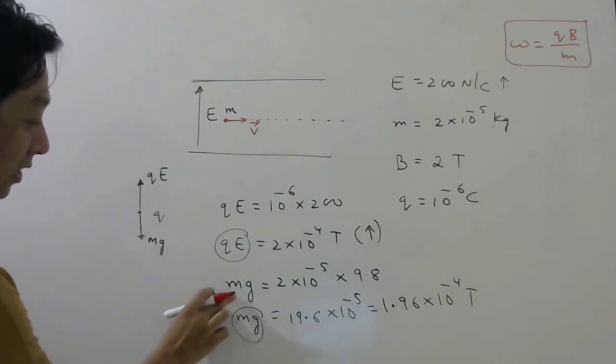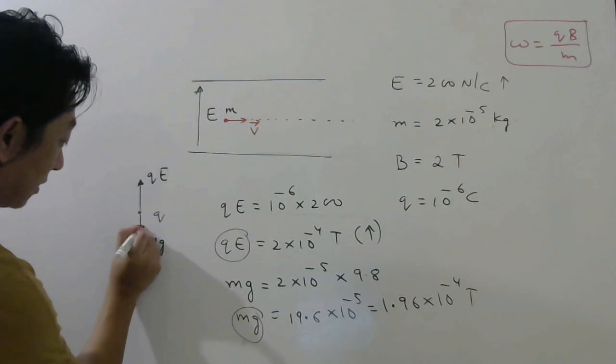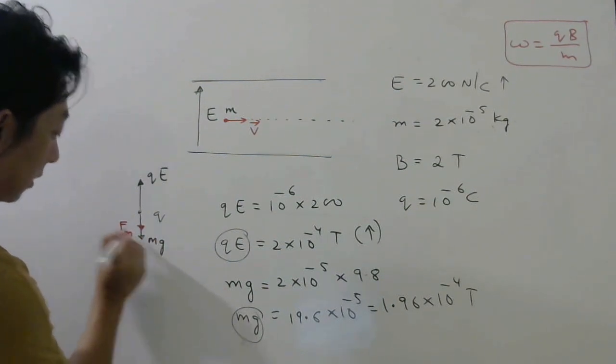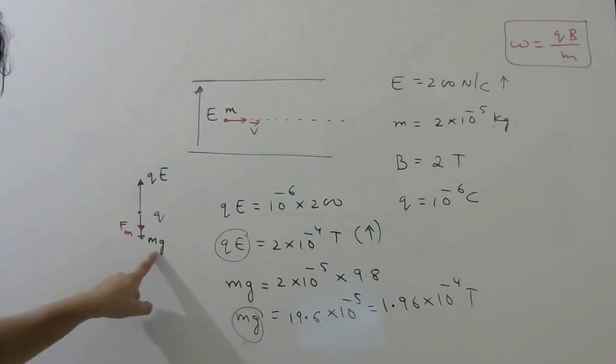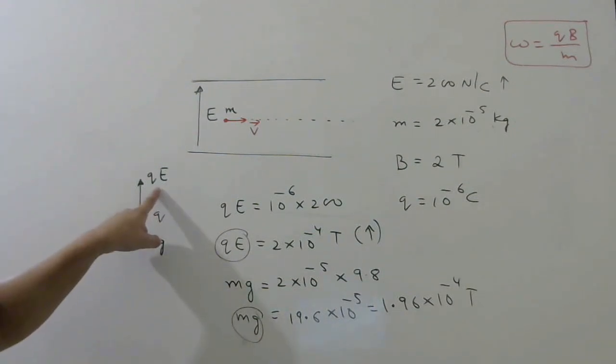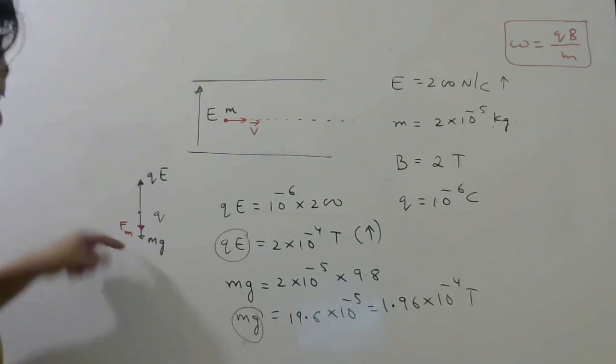Because which is less? This is less. So magnetic force should be this side. So that magnetic force will help this force in order to balance electrostatic force. So we come to know magnetic force should be down.